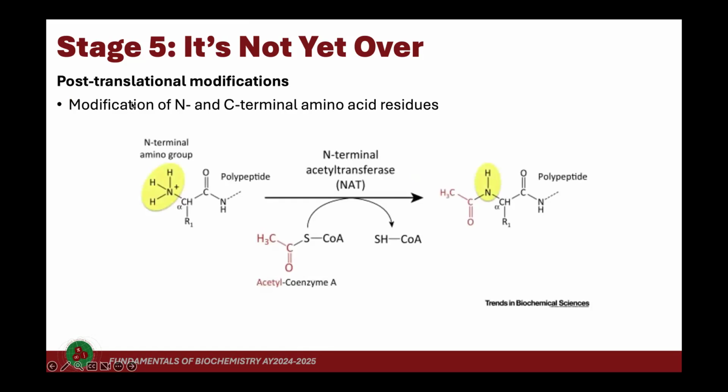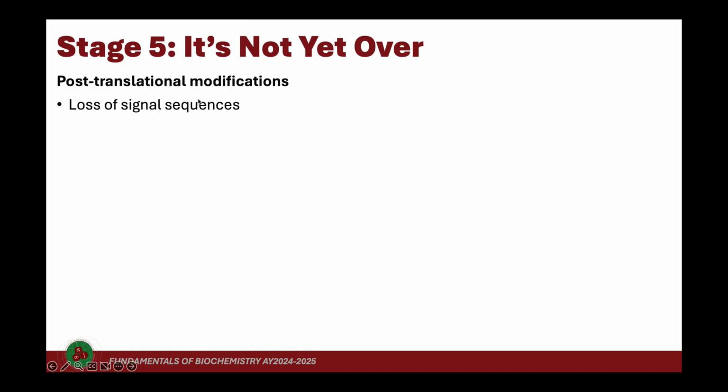In some cases, the N and C terminal amino acid residues can be modified. For example, you can modify the N terminal with an acetyl functional group. So there is an enzyme that does this. And then this modification has a specific function as well. There's also loss of signal sequences. So most proteins, when they get synthesized, contain this so-called signal sequence. And this is the signal for the cell to be able to transport them to their correct location inside the cell.